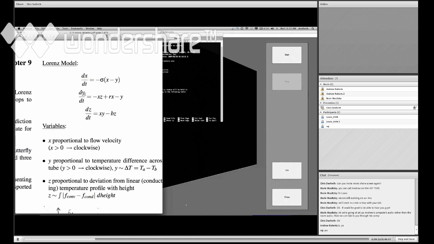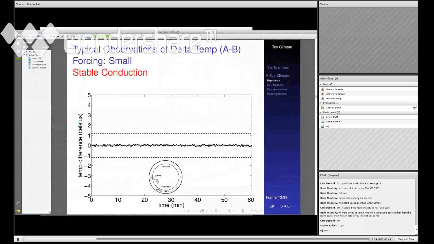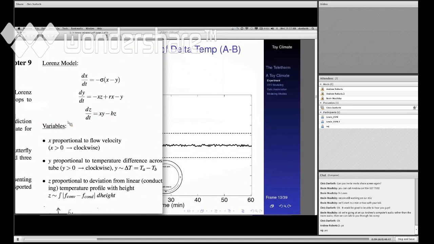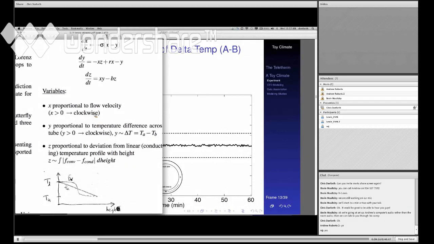The x variable is proportional to the bulk velocity of the fluid in this loop. The y variable is proportional to the temperature difference across the loop, the temperature at point A minus the temperature at point B. And the z variable is a little more complicated. You take the conducting temperature profile, where it's just warm on the bottom and cool on the top, and you aggregate deviations over that. You integrate over all the heights in the loop, and you see how much the state in the loop is deviating from just its regular conducting, no-movement profile.